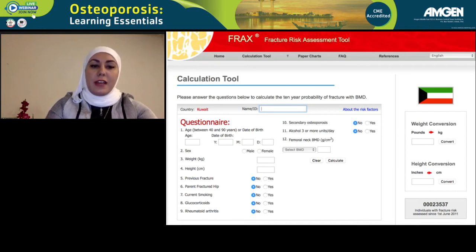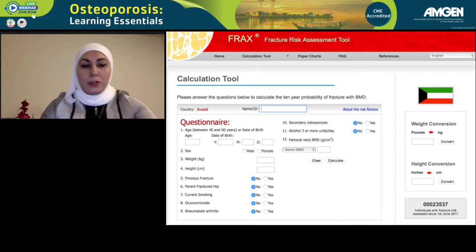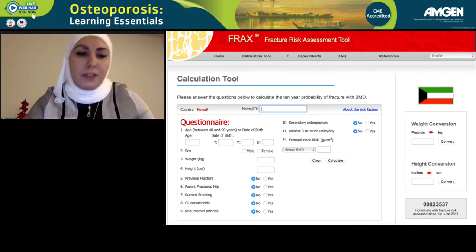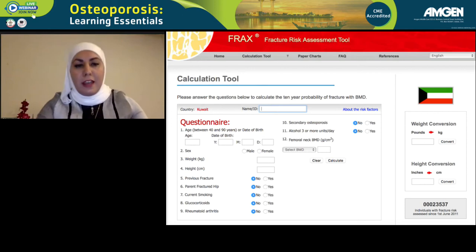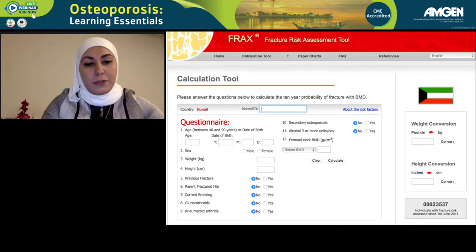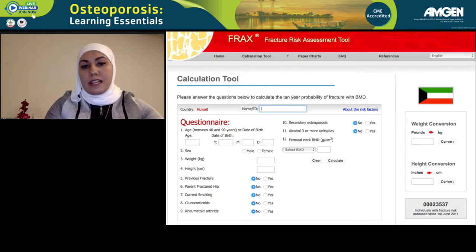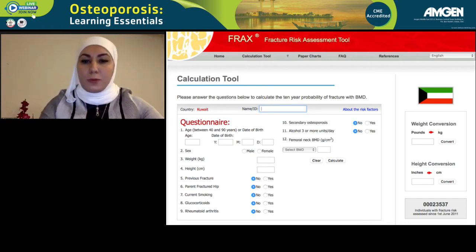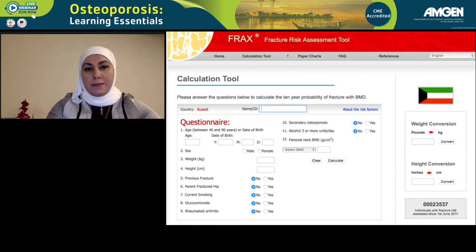in centimeter, if the patient has any previous fracture, parent fracture hip, current smoking, glucocorticoid use, which is prednisolone, for example, 5 milligram per day or equivalent for 3 months or above, history of rheumatoid arthritis or type 2 diabetes, secondary osteoporosis like type 1 diabetes, alcohol, 3 or more units per day, and finally, femoral neck BMD in gram per centimeter square, and that's optional if the patient did the DXA.